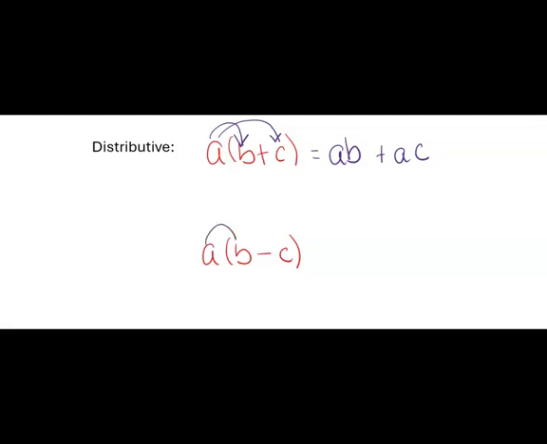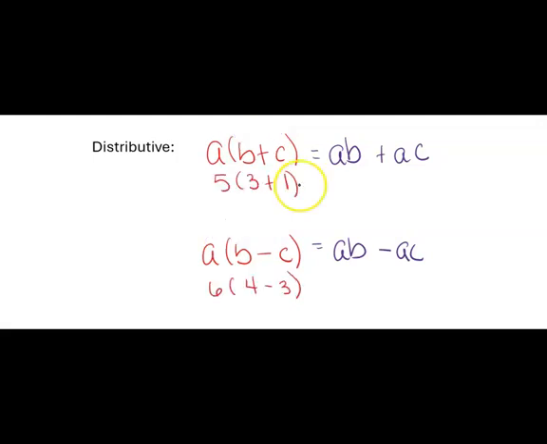It also works with subtraction. You can distribute multiplication over subtraction. So we get a times (b minus c) is the same thing as saying ab minus ac. Let's look at this example.